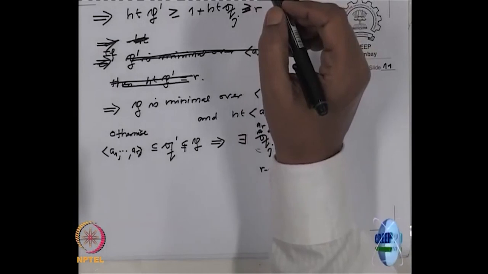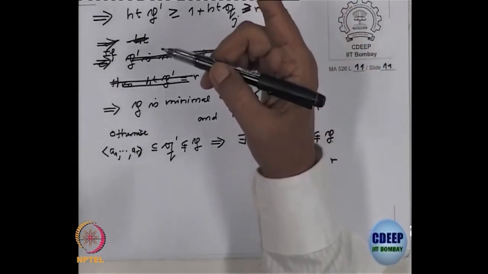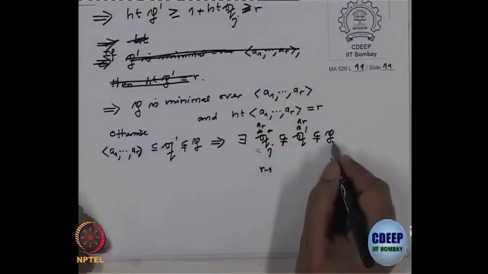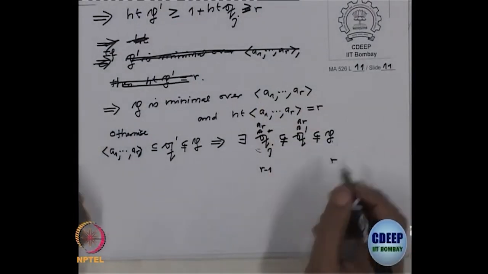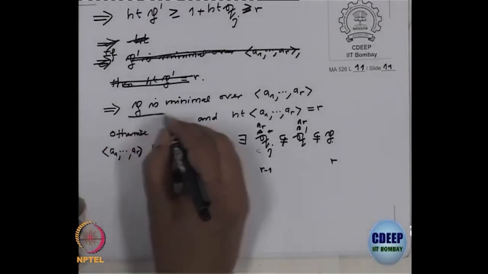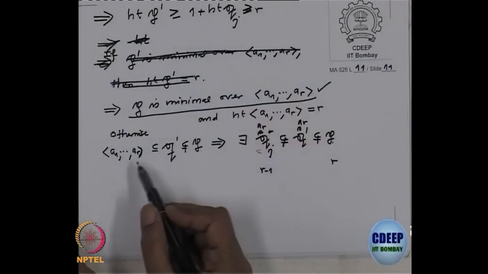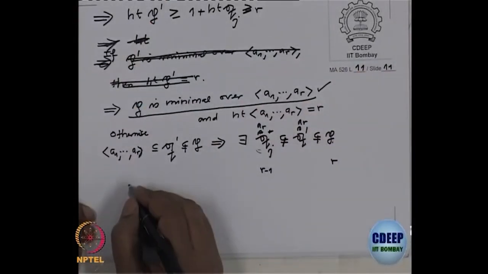That is because we are using induction. The induction hypothesis says that the ideal generated by part of the A1 to AR minus 1 has height exactly R minus 1. That means all minimal primes will have height R minus 1. But this cannot happen, because the height of P will increase then; height of P is R, given. So that is not possible. That proves that P is minimal over this. Yes, and that proves everything, so the proof is complete.